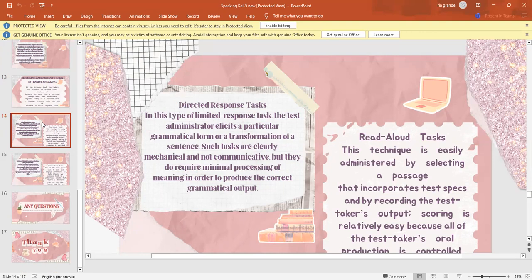Then the read aloud task. The task is easily administered by selecting a passage that incorporates test items and by recording the test taker's output. Scoring is relatively easy because all of the test taker's production is controlled. Okay, right.